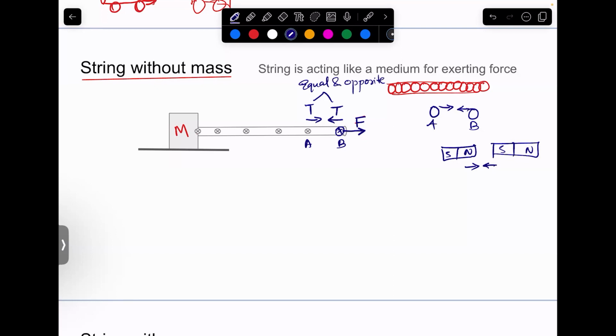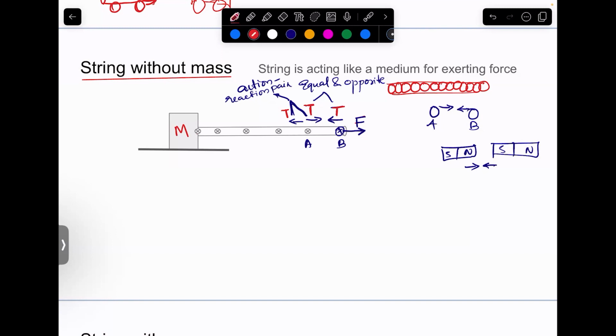So what will happen here? Because of this, there will be a reaction force here because of the third law. This is an action-reaction pair. Okay, we'll write it over again. This is T, this is T, and this will also be T. So what is this? This is an action-reaction pair.